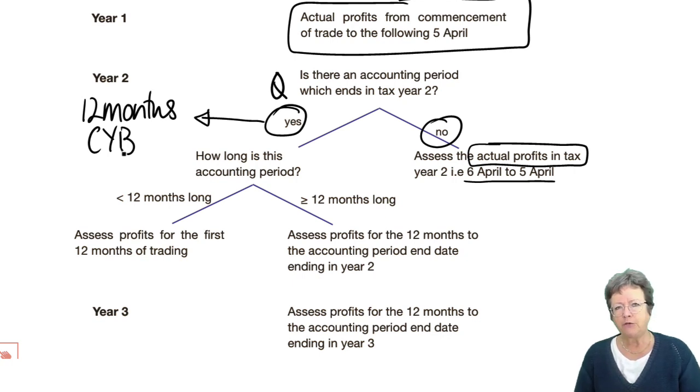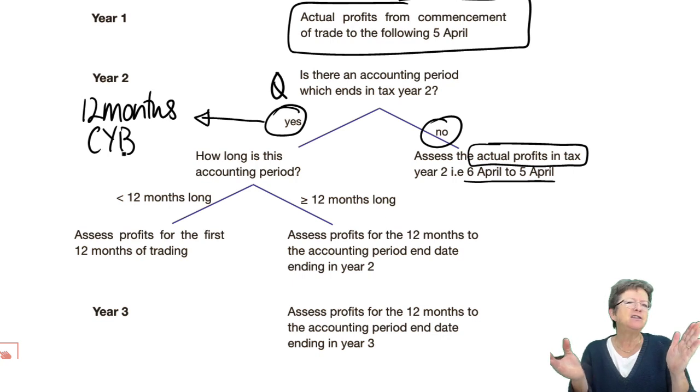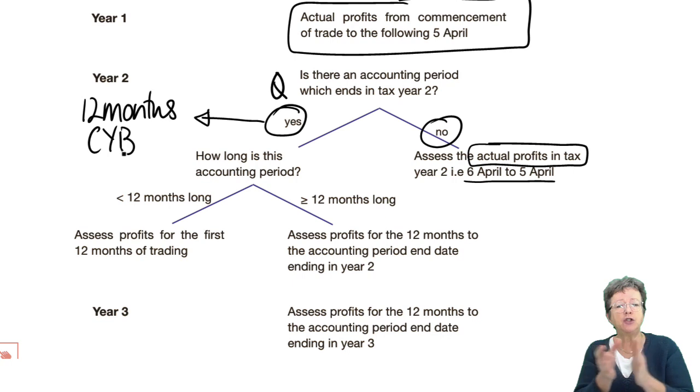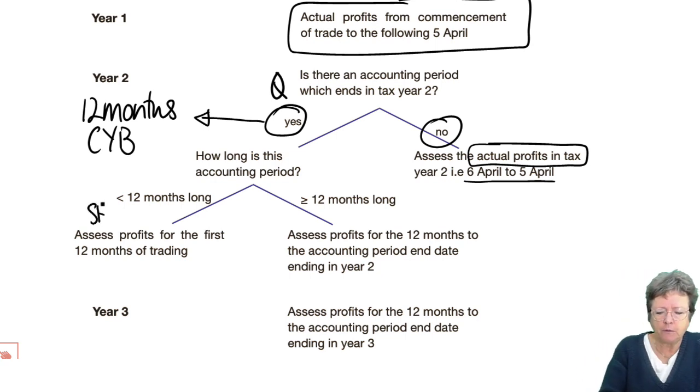However, sometimes clients prepare accounts that are not 12 months long in that first year. For example, you might start a business as a bed and breakfast or a small hotel. Start the 1st of January, good place to start. Now, the end of that season is the end of October, so you decide that you will prepare a 10-month set of accounts just to see how much profit you've made in that 10-month period. So you've made a short set of accounts.